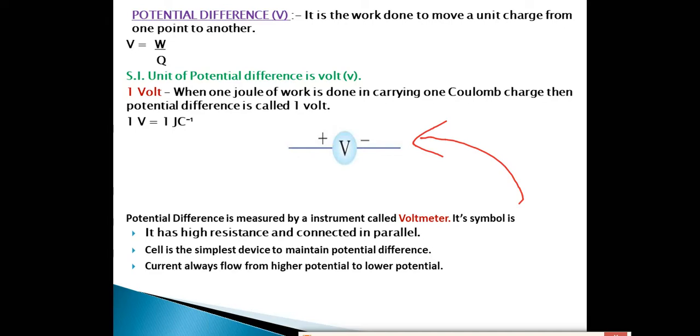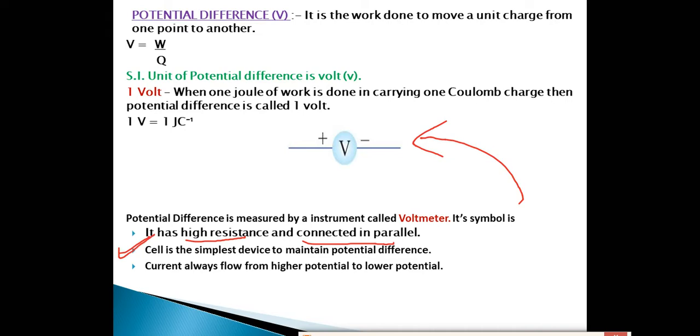Just now we have read that an ammeter has low resistance and is connected in series, but voltmeter has high resistance and is connected in parallel. This is the difference between ammeter and voltmeter. If the question is asked, what are the differences between ammeter and voltmeter, you can easily write that ammeter is always connected in series combination, voltmeter is connected in parallel combination. Ammeter has low resistance, voltmeter has high resistance. Next, ammeter is used for measuring the current and voltmeter is used for measuring the potential difference.